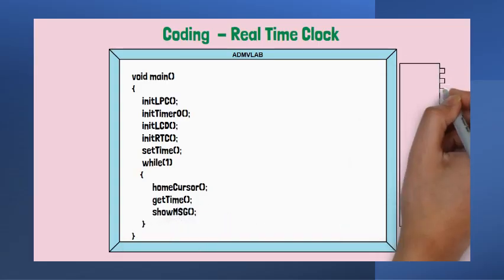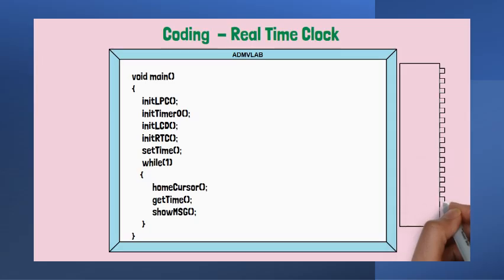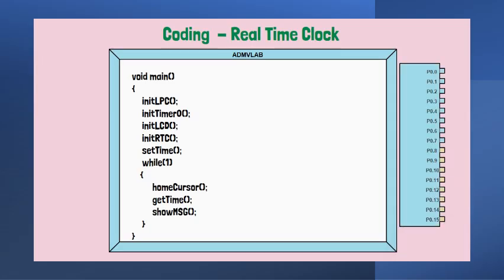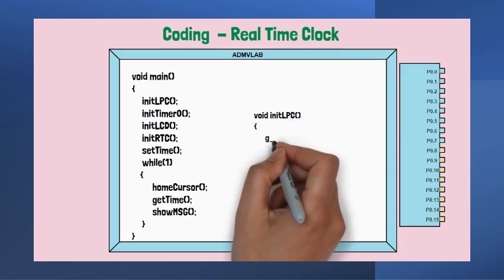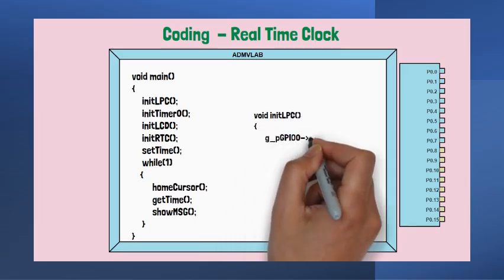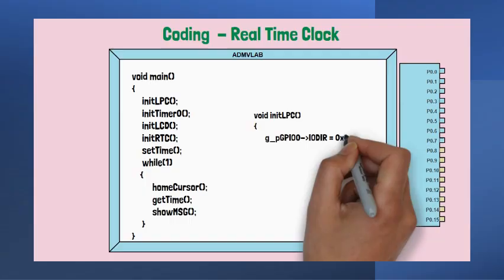In our first function call, we set the I/O port directions of the first 16 pins of port 0 as output. We will be driving the 8-bit data bus and 3 control signals of the LCD module.